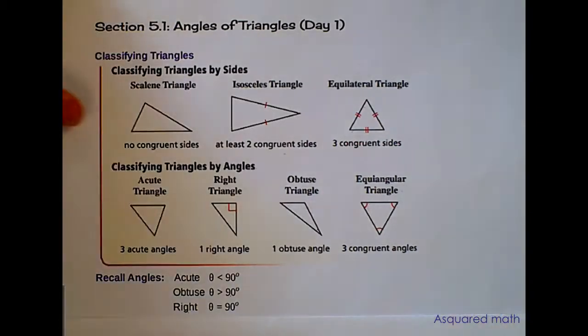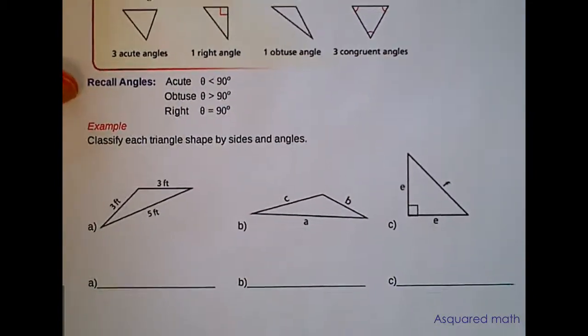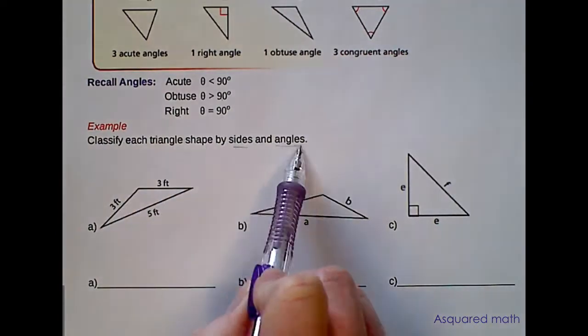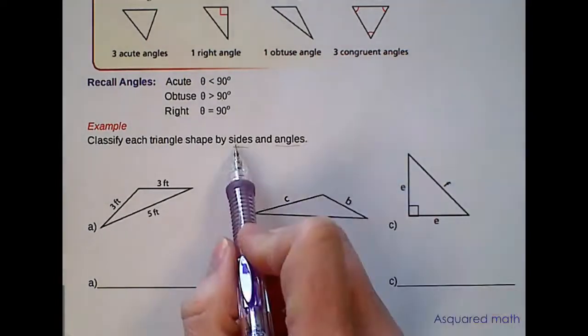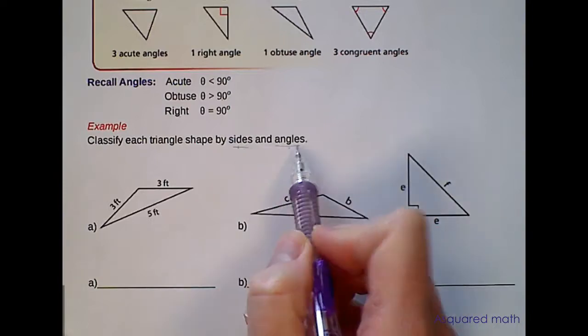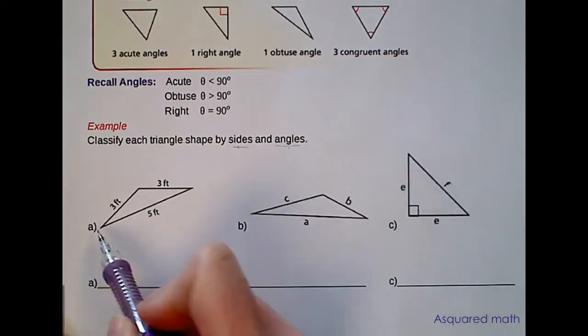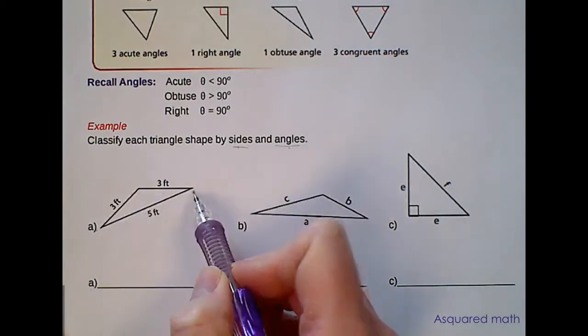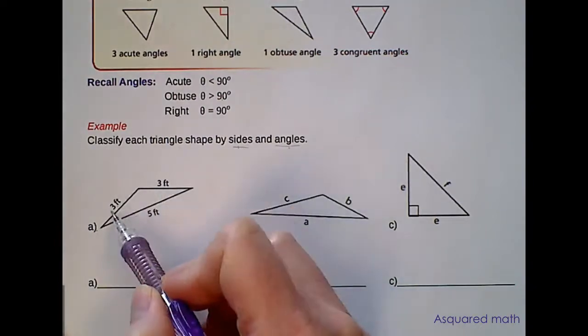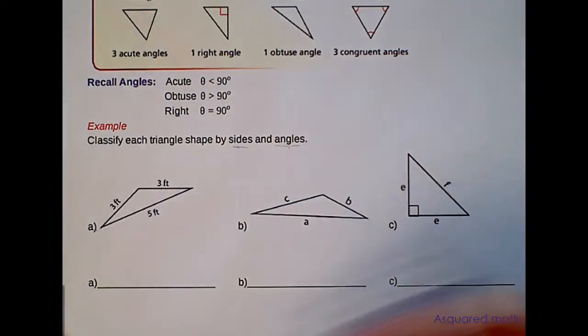Let's do an example where we are going to classify and name some triangles. In this example, they are asking us to classify each triangle shape by its sides and angles. I'm going to give my answers with the side name first and then the angle name second, because that's how it's asked in the directions here. Looking at picture A, we have this triangle here, and we've got 3 feet and 3 feet. So we've definitely got an isosceles triangle because an isosceles triangle has two congruent sides.